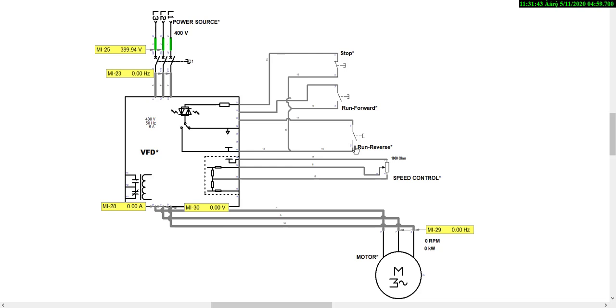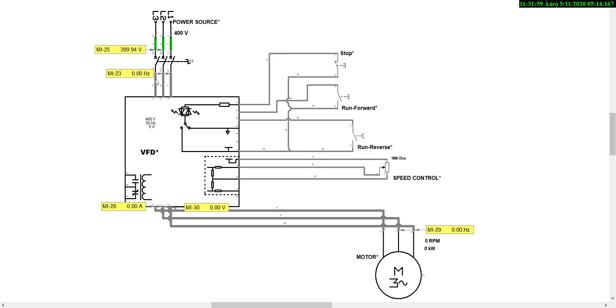So in this circuit above, starting from our source, we have a three-phase power supply, so we use a 400 volt AC. Now you can see from our indicator here, we have 399.94 volt AC.